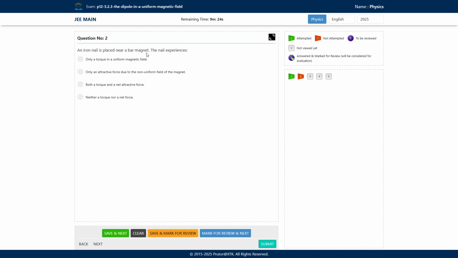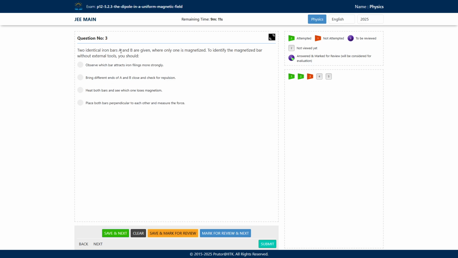An iron nail is placed near a bar magnet. The nail experiences both, we have discussed it, a torque and a net attractive force. Two identical iron bars A and B are given where only one is magnetized. We have also done it in the example, in the exercise also. To identify the magnetized bar without external tools, you should observe which bar attracts iron filings more strongly, bring a different end of A close to B and check the repulsion, heat both, place both bars perpendicular to each other and measure the force.